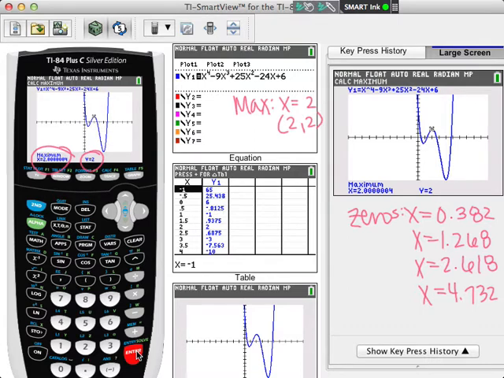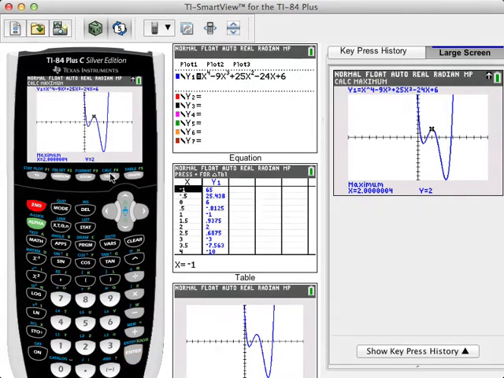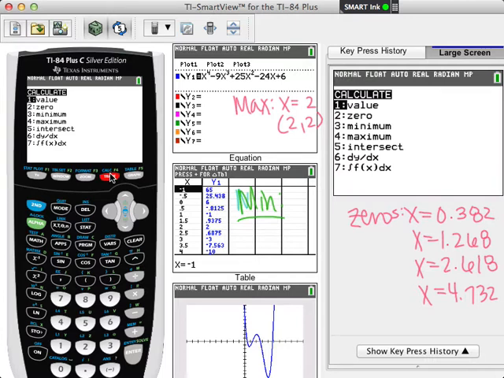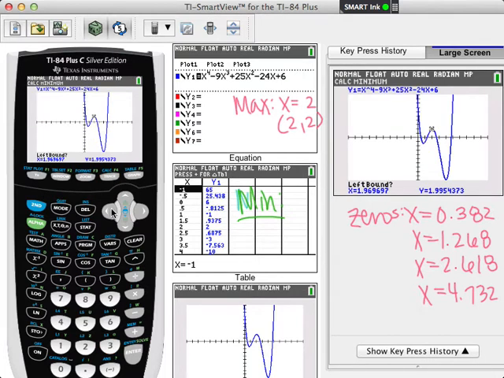Now let's go ahead. The last thing we need to do is do our minimums. Okay, so I'm going to go ahead and go back to calc. My minimum is number 3. Okay, so I'm going to be to the left of this one. So it says left bound. I'm to the left of it. To the right of the minimum.